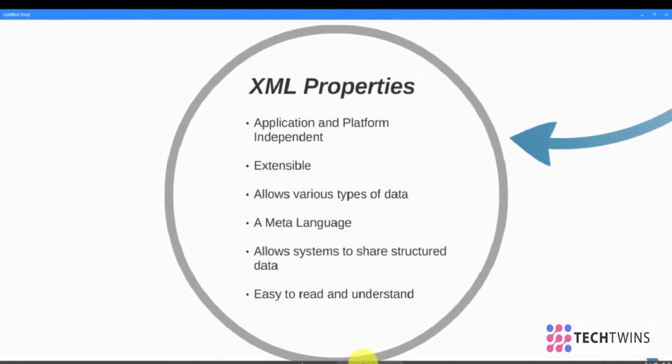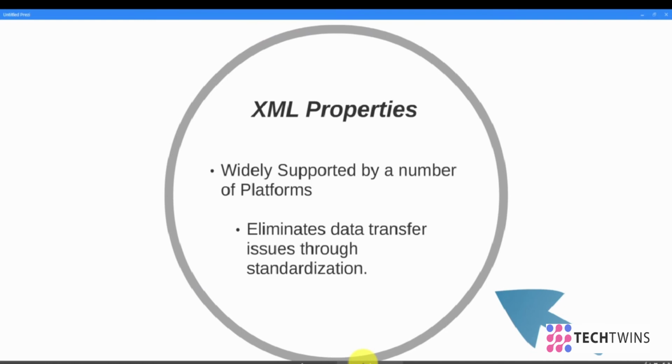Here's an overview of the main characteristics of XML. XML is application and platform independent. XML is extensible to accommodate new tags and processing methods. XML allows various types of data. It's also a meta language that gives meaning to data that can be used by other applications. XML allows information systems to share structured data. It's easy to read and understand. XML is widely supported by a number of platforms.